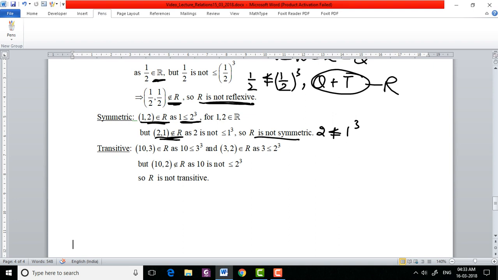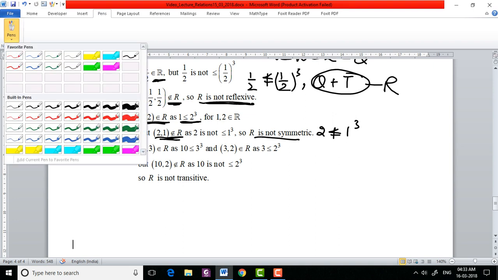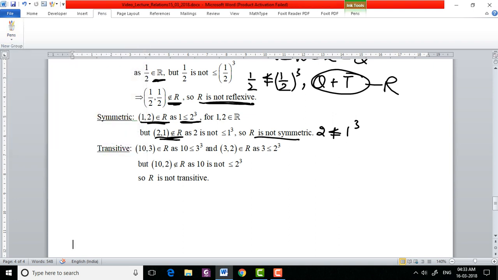And for transitivity, we have that (10, 3) belongs to R, as 10 is less than or equal to 3 cube, which is 27, and (3, 2) belongs to R, as 3 is less than or equal to 2 cube, which is 8. But (10, 2) does not belong to R, as 10 is not less than or equal to 2 cube, that is 8. So R is not transitive in nature.